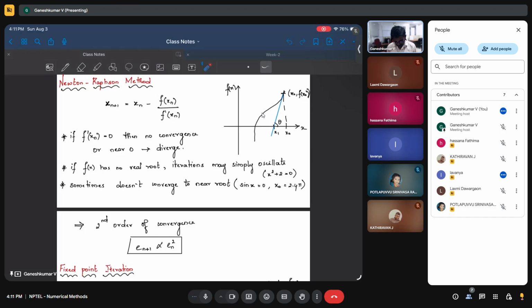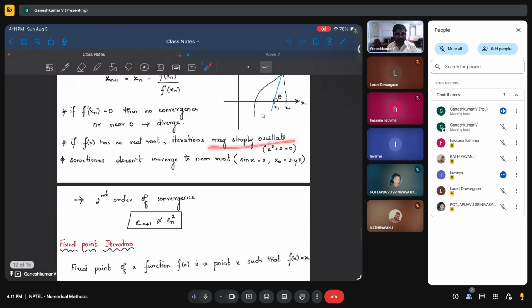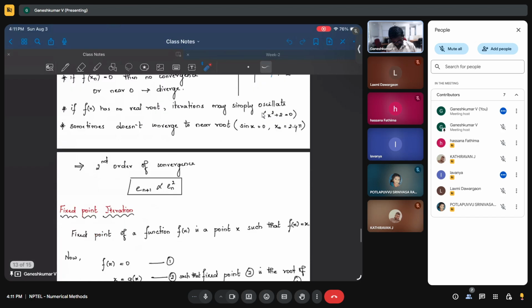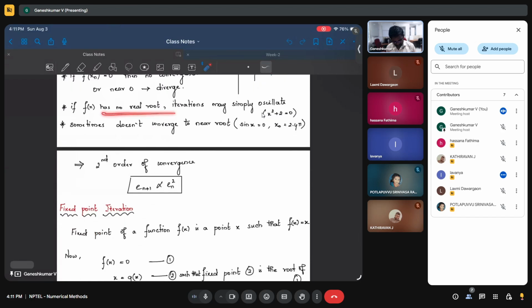If f of x has no real root, iterations may simply oscillate. If it does not have a real root, which means it does not cut the x-axis, then your iterations will oscillate. So in a way, this method will not tell whether the function has a root or not. It assumes that it has a root and starts doing the iterations, but you might end up having oscillatory solutions and diverging solutions, right?